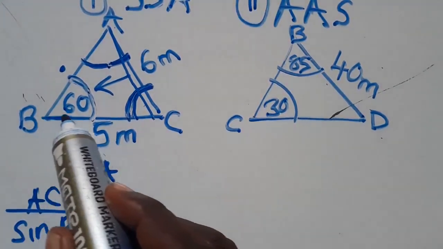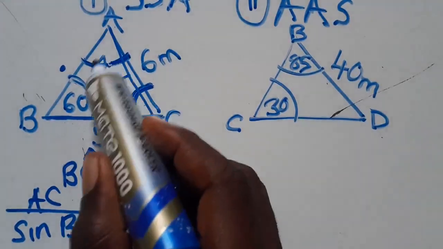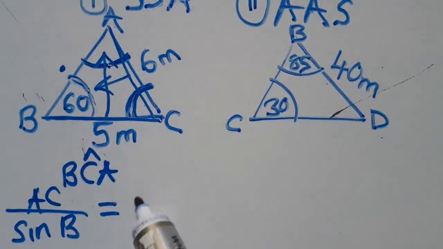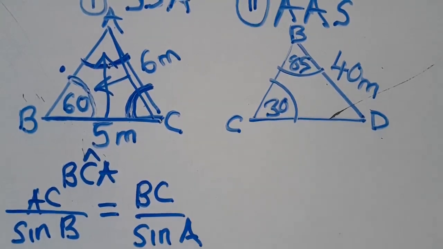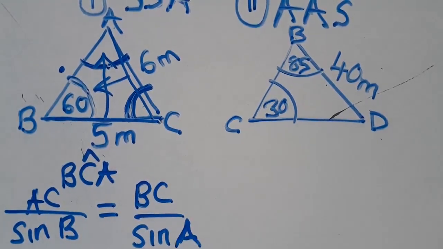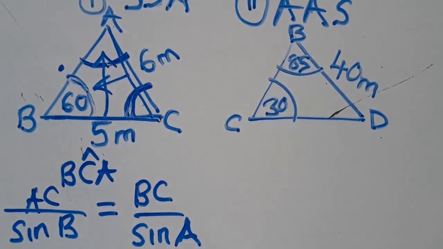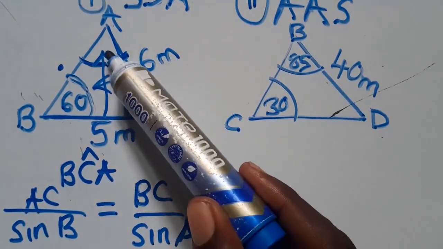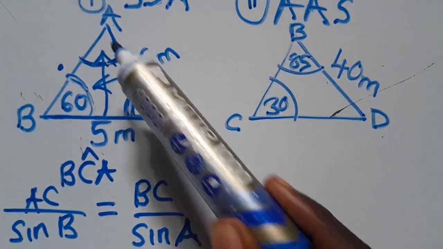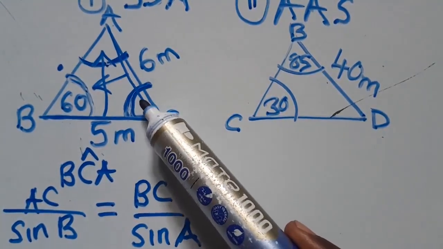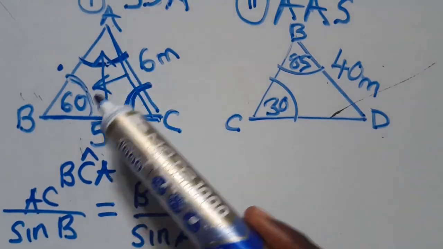This one, we are having a side but no angle is given there. So you use BC over sine A. This is the formula that you are going to use. I've told you that first we need to find the angle that is there. After we find that angle, that's when we'll be able to find the angle that is here, because things will be very simple.